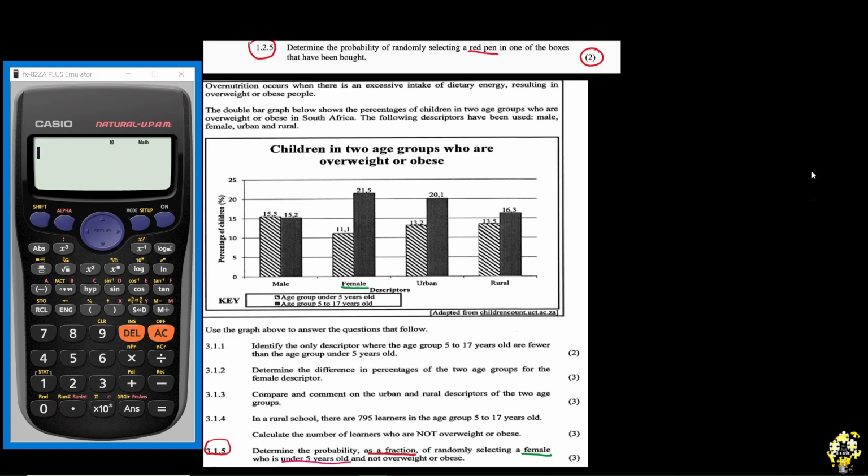Between these 2 bars, the darker one, according to this, is for those aged 5 to 17 years old. But as we are looking for under 5 years old, we know that it is this one which has diagonal lines. So this is what we'll be focusing on, the 11.1. And not obese. They're not supposed to be obese or overweight.